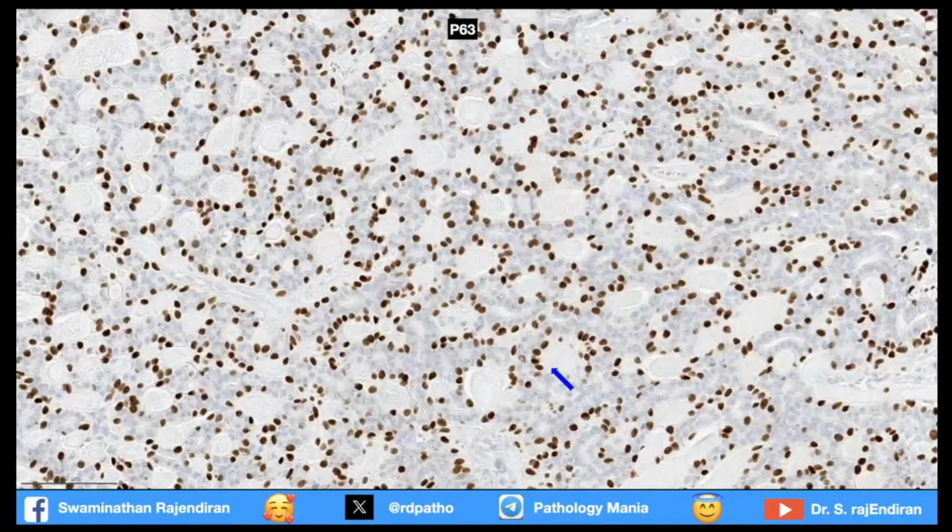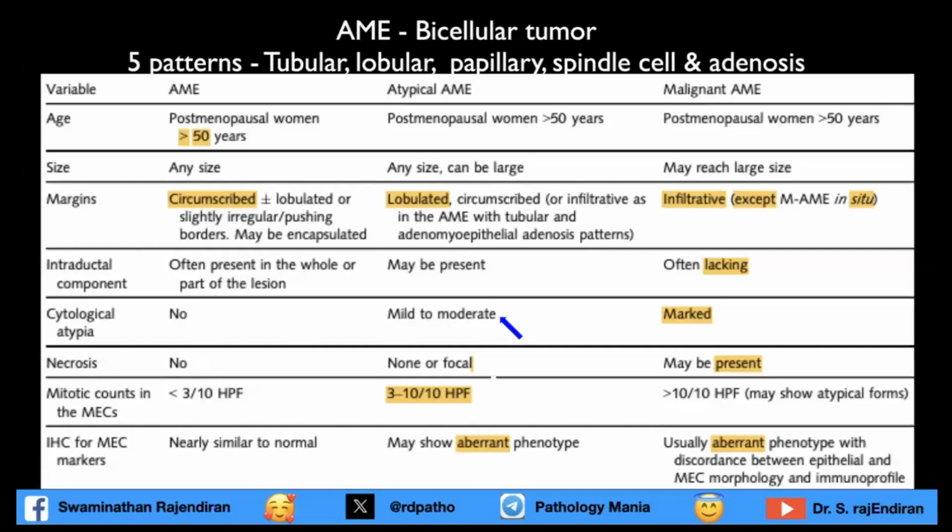When you do P63, all the myoepithelial cells will take it up, whereas the epithelial cells will be negative. And again, this is a spectrum: adenomyoepithelioma benign, atypical, and malignant. Here the mitosis count is very, very important. 3 to 10 is atypical, less than that is benign, and more than that is malignant.